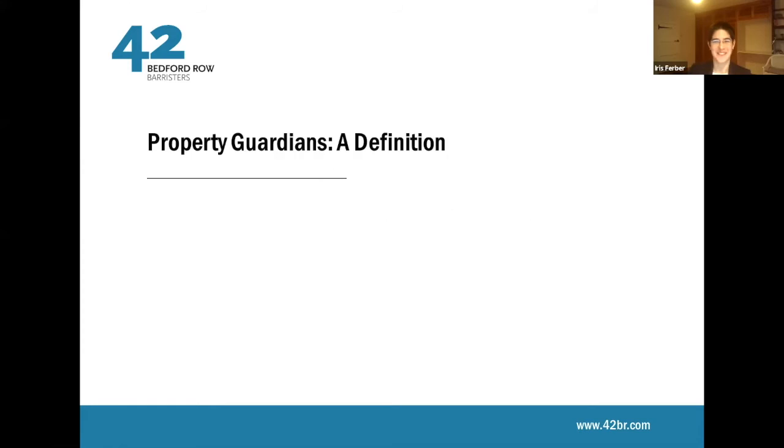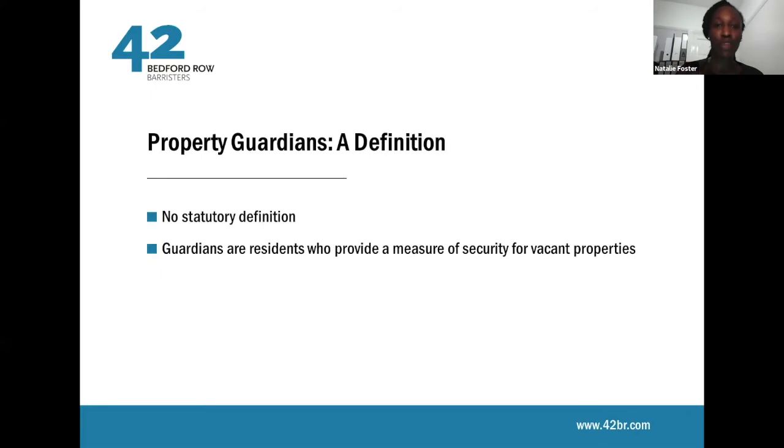Right, brilliant. So let's start off by looking at property guardians and what a definition is of a property guardian. So it's important to say at the outset that there is no statutory or official definition of a property guardian. So then what's important to do is to look at the relationship and why we have property guardians.